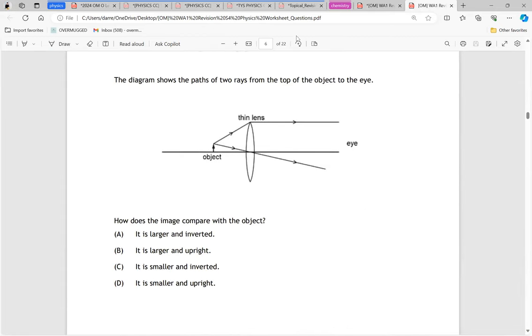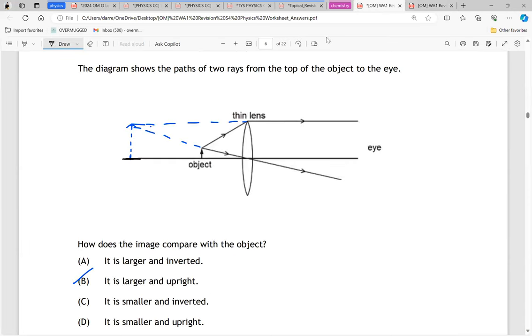If you take a look at the image that we have drawn, the object is pointing upwards. The image is also pointing upwards. Therefore, it is upright. If you form an image this way, then it's inverted. Same side, yes. Another rule you can go by is that if it's on the same side, it will be upright. If it's on the other side of the lens, it will be inverted.